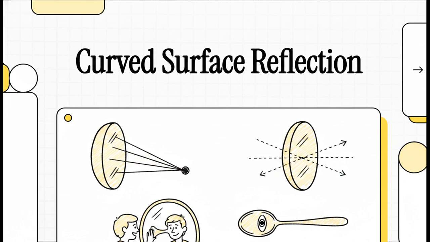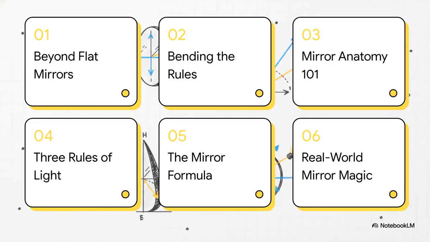If you've ever looked at yourself in a funhouse mirror or even just the back of a spoon, you have experienced this science firsthand. Today, we're going to break down exactly how and why light behaves the way it does when it hits a curve. Here's our lesson plan for today. We're going to start with Beyond Flat Mirrors, move into Bending the Rules, cover Mirror Anatomy 101, learn the 3 rules of light, tackle the mirror formula, and finish up with some real-world mirror magic.